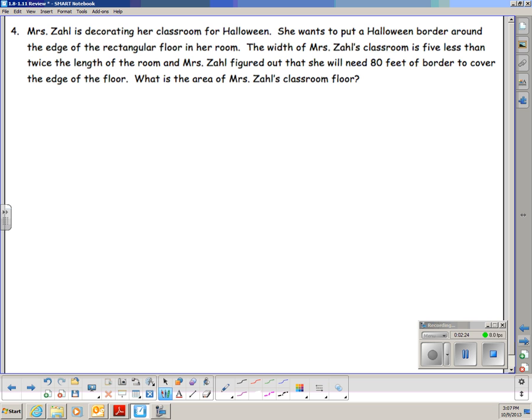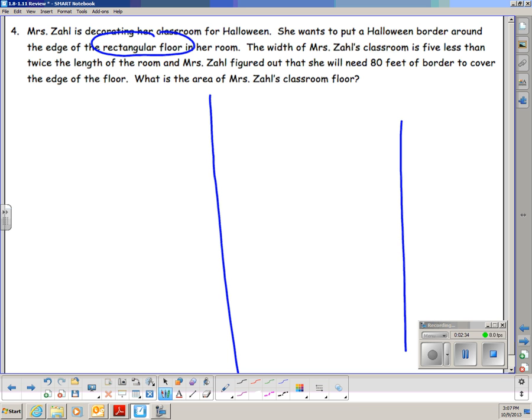All right, number 4. Mrs. Zoll is decorating her classroom for Halloween. She wants to put a Halloween border around the edge of the rectangular floor in her room. Boom, there's my setup. I'm going to be drawing a rectangular floor, or a rectangle. Here we are. So Mrs. Zoll wants to put a border up on that.